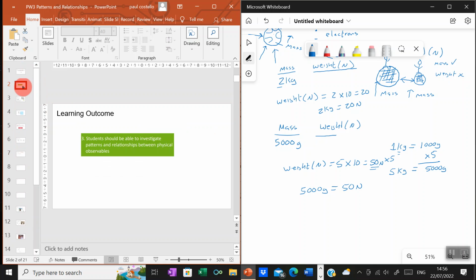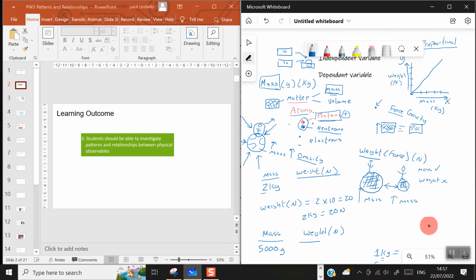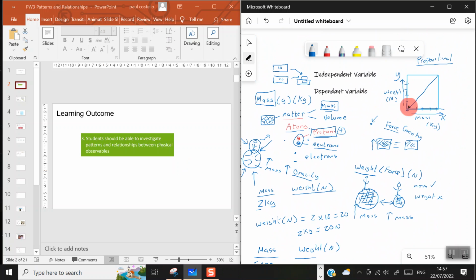So that's that. Just again, as I said, the learning outcome for this was that students should be able to investigate patterns and relationships between physical objects. So this shows the pattern and relationship between mass and weight, and it's an investigation that we carry out in the lab as well.